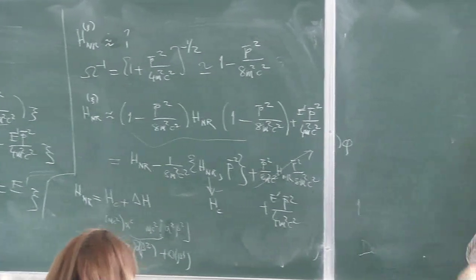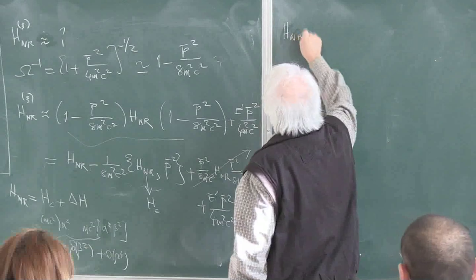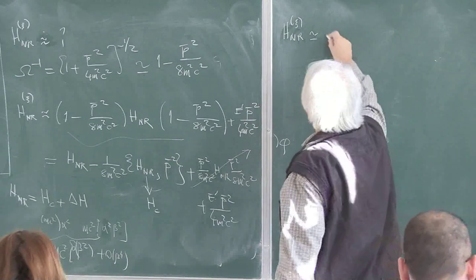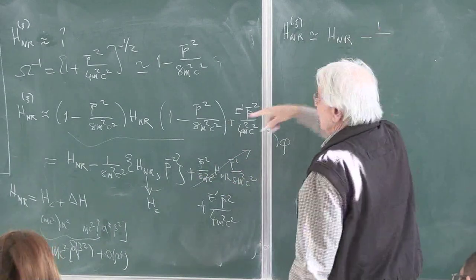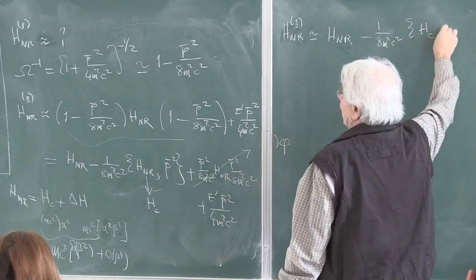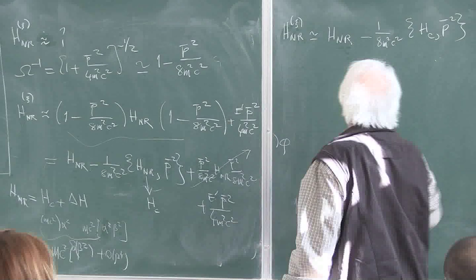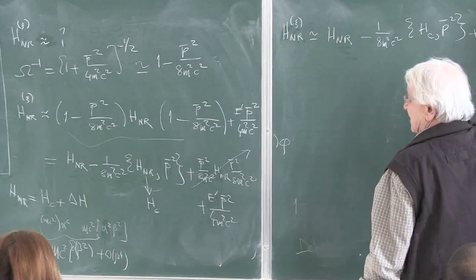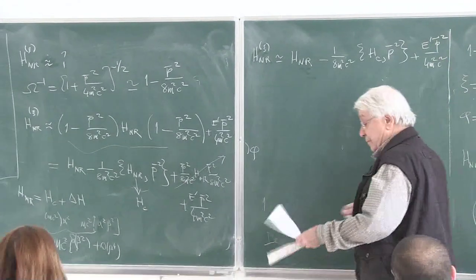Okay, so what is it? So H non-relativistic to the relevant order is H non-relativistic original, minus 1 over 8 m squared c squared, H Coulomb and p squared only from there, plus that term.